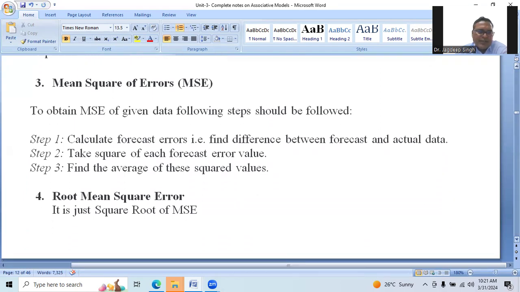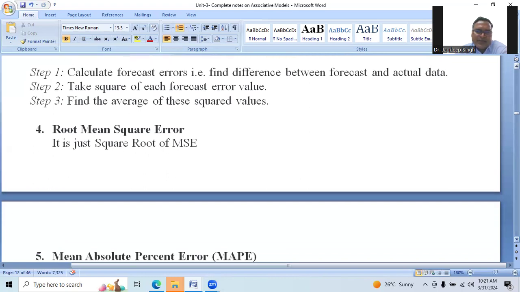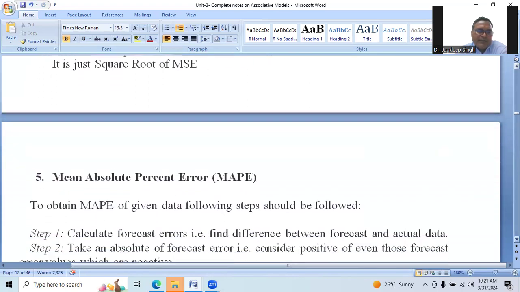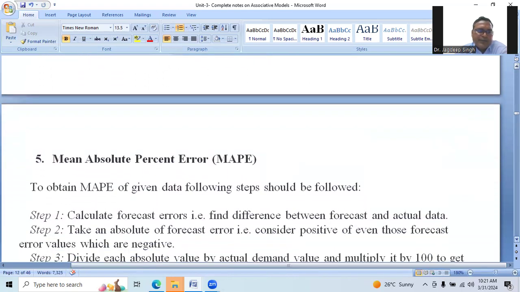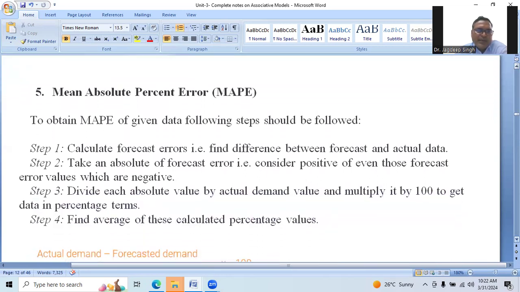And the fourth is root mean square error, that is RMSE. It is just the square root of MSE. And finally, the fifth type of error is mean absolute percent error, MAPE. To obtain MAPE of given data, the following steps are to be followed.